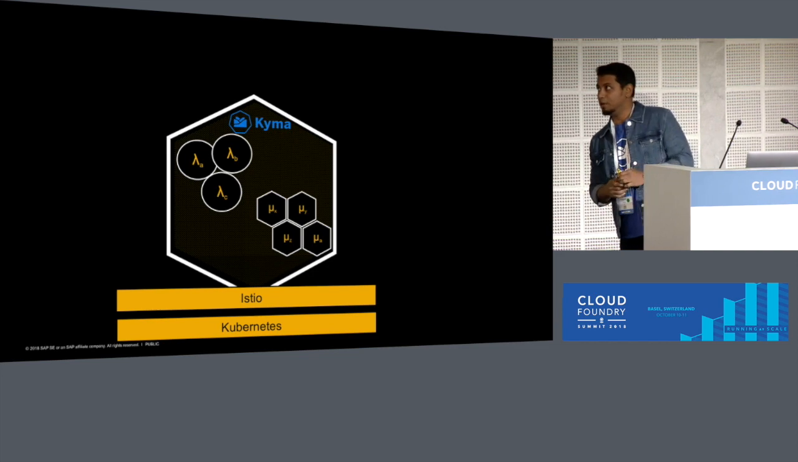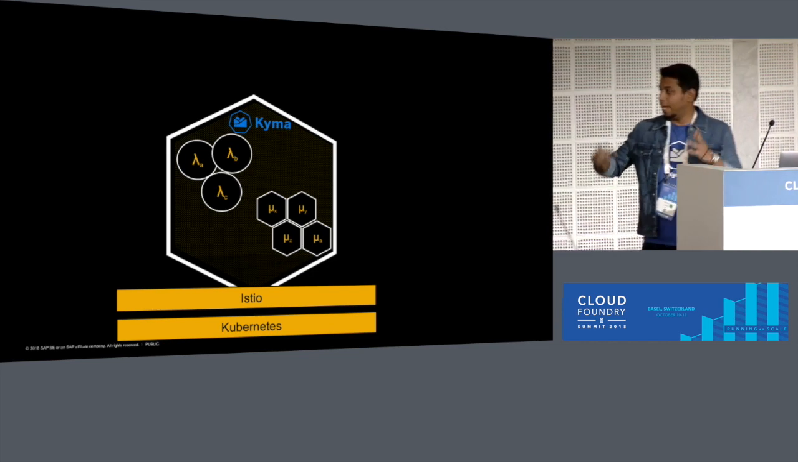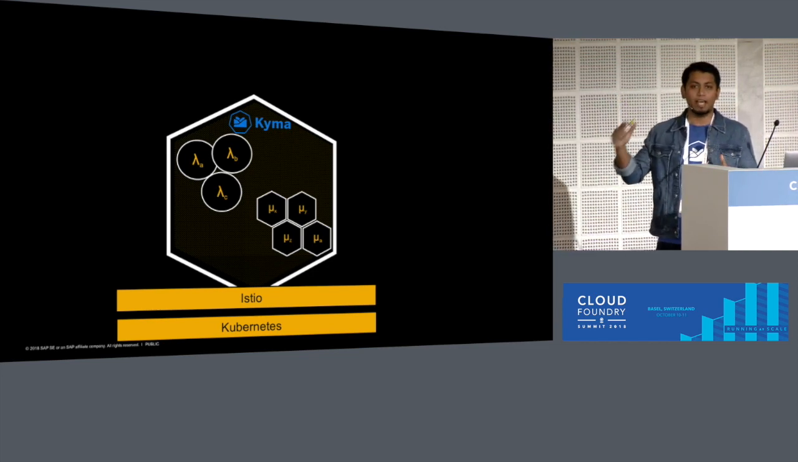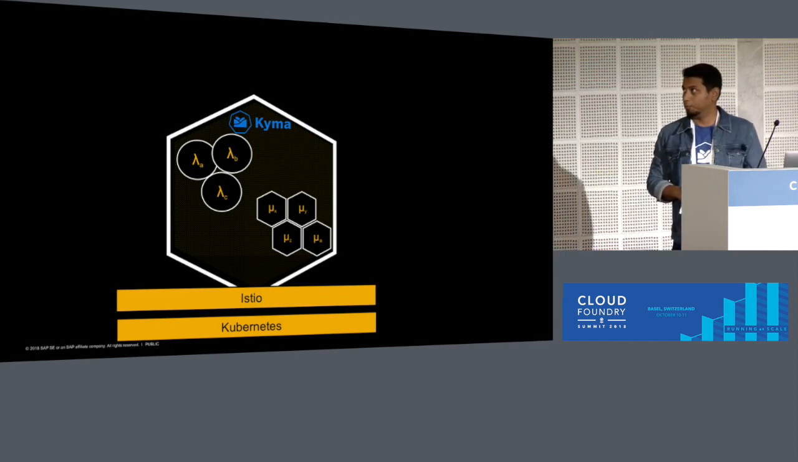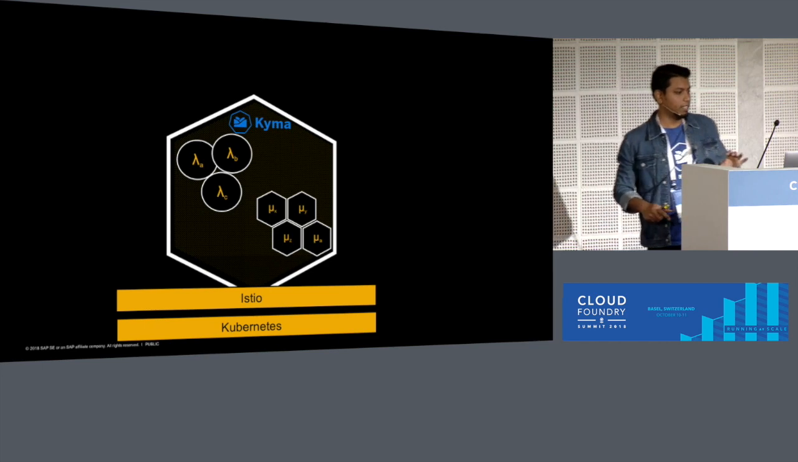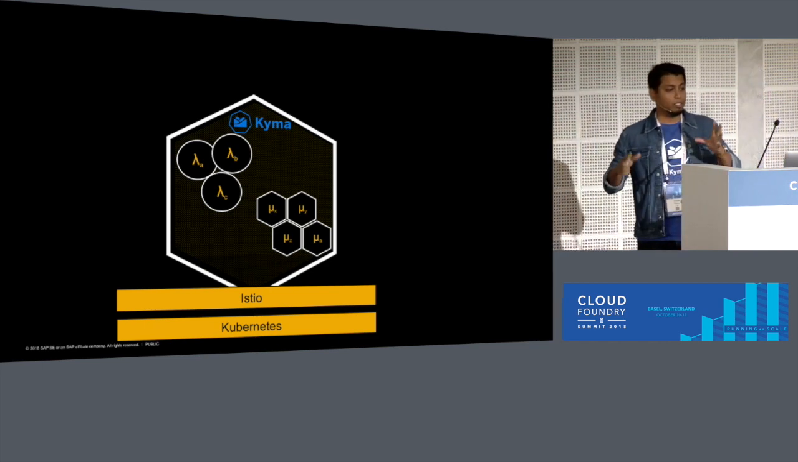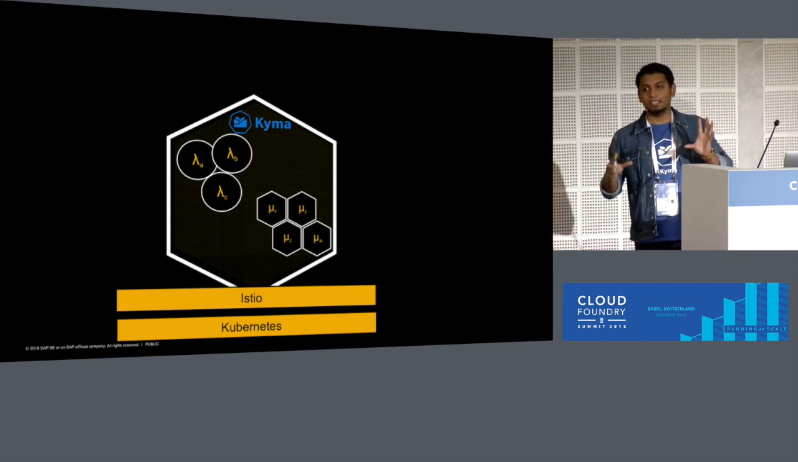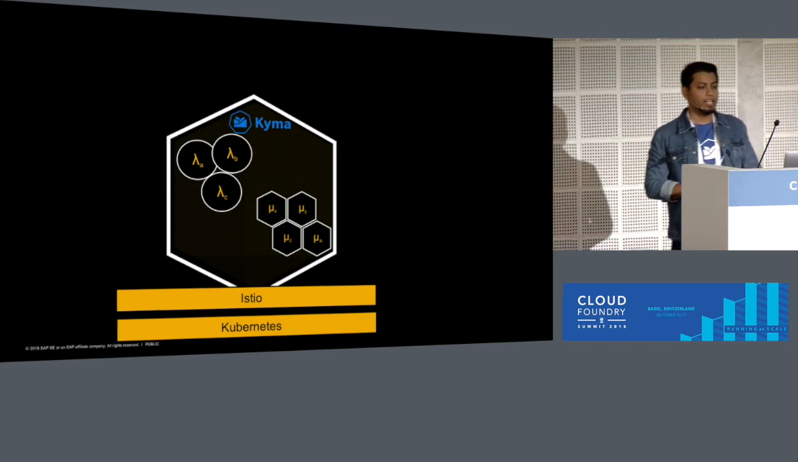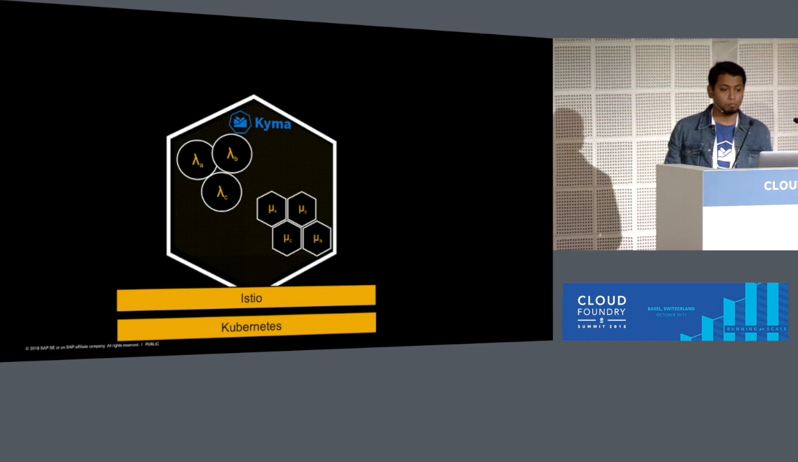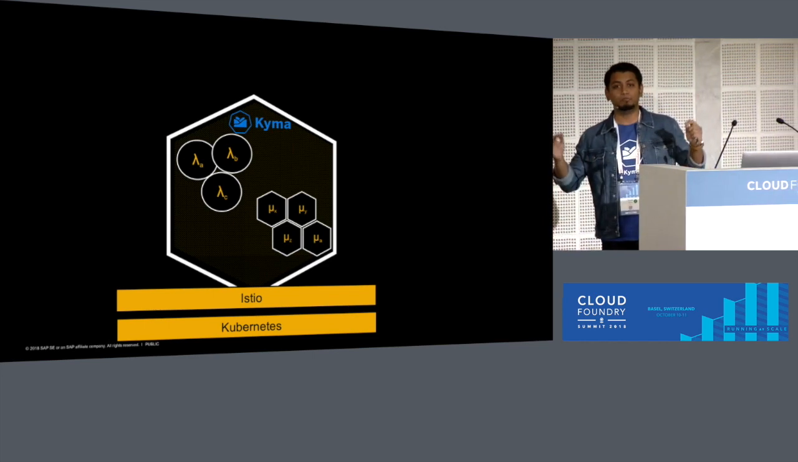So what happens in Kyma is the hexagon is the Kyma, which is running on Kubernetes. And the lambdas represent the functions in circles. And the hexagons are microservices. So what we are saying is we could extend enterprise software by writing either lambdas or microservices, which are running on Kubernetes. And Istio plays an important role where it provides a service mesh around all the services.